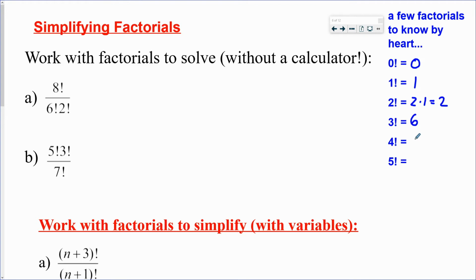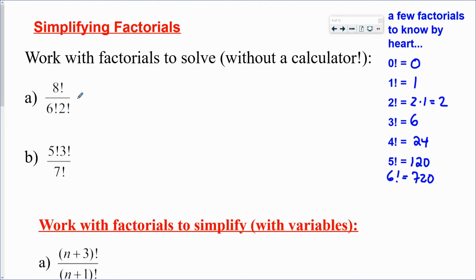And then 4 factorial we just saw, right? That's 24. 5 factorial is 120. If you really want to go pro mode, I do recommend that you know 6 factorial is 720. If you just have those memorized, it's going to make your life a lot easier.